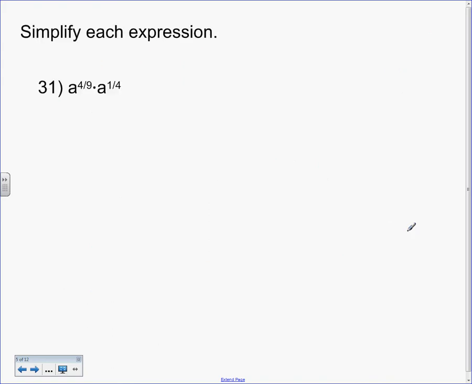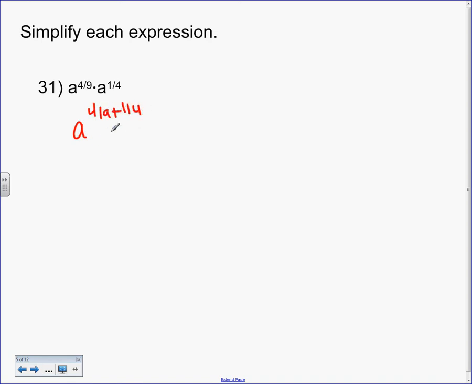Okay, I'm going to keep going. That's pretty small, isn't it? Oh, well. I'm on 31. Simplify. When you have two things being multiplied with the same base, what do you do to the exponents? Add them. So we're going to do 4/9 plus 1/4.